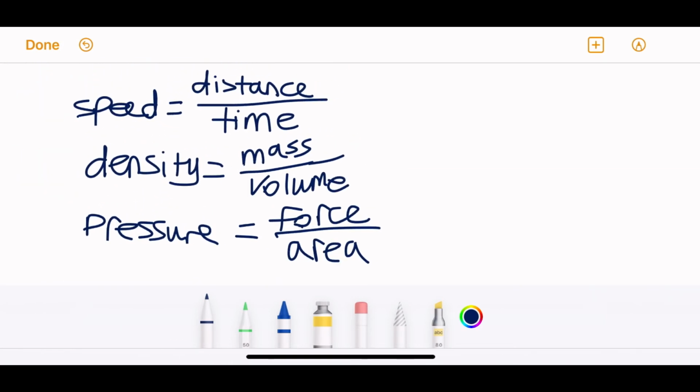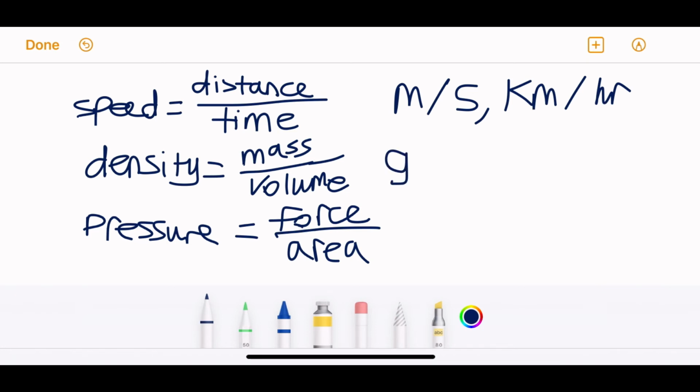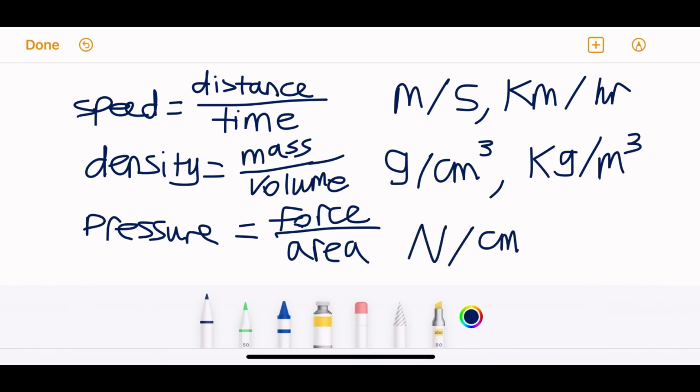And another way to remember these three rules, as I call them, is by their units. Therefore, the usual unit for measuring speed is meters per second, or sometimes it can be kilometers per hour, depending on the question. And for density, it's usually grams over centimeters cubed, or it can also be kilograms per meters cubed. And for pressure, it's newtons per centimeters squared, or newtons per meter squared.